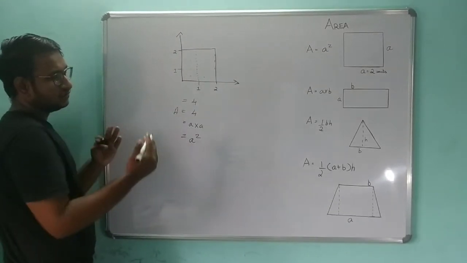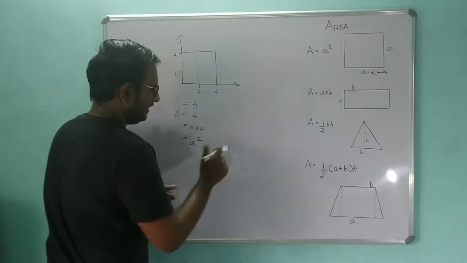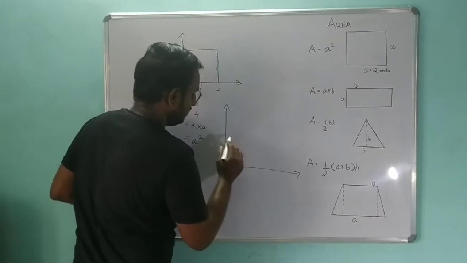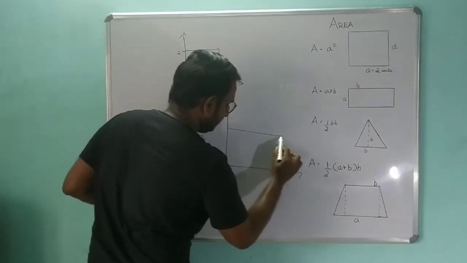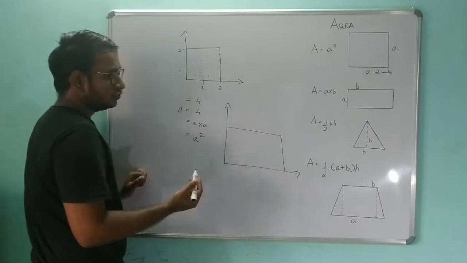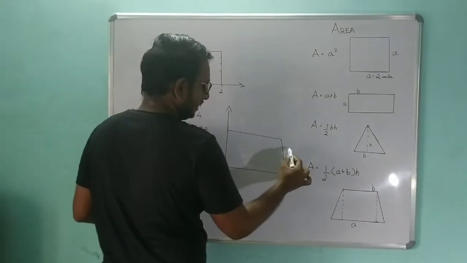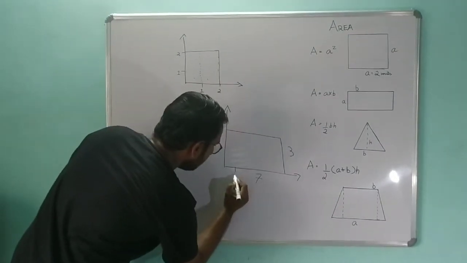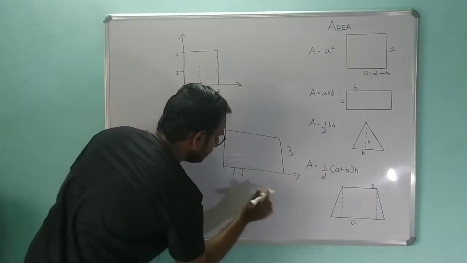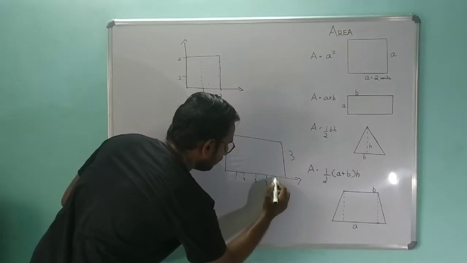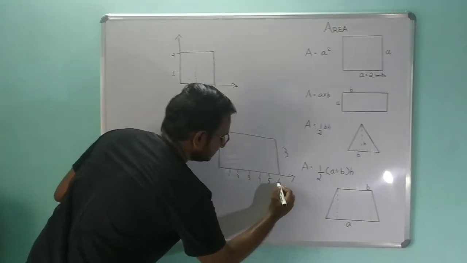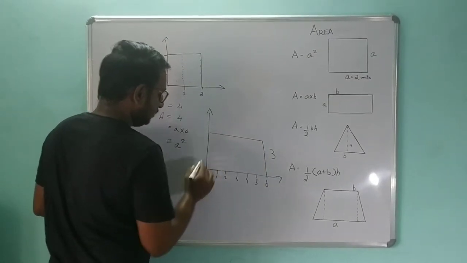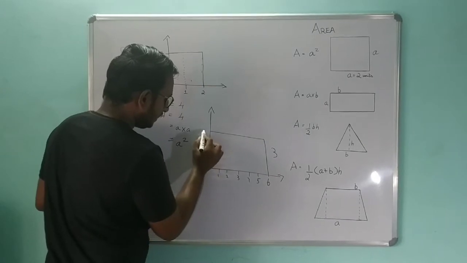The same applies to the rectangle also. I will draw another graph over here and place a rectangle like this. Let's assume the size of this rectangle is 6 over here and 3 over here, 1, 2, 3.